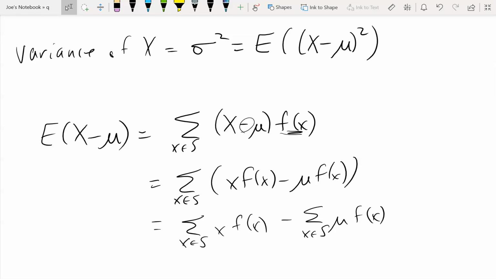Now, this x is not a constant, right? Because this x changes, correct? So this is not a constant. How about this mu, though? Is that a constant? Yes. So what can I do with it relative to the sum? Yeah. Pull it out in front, right?